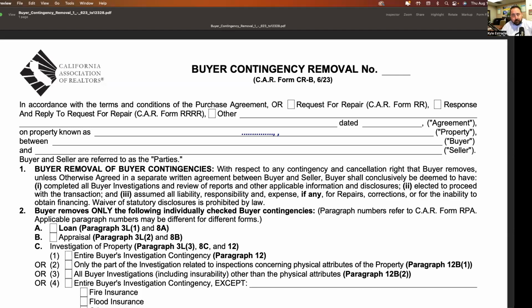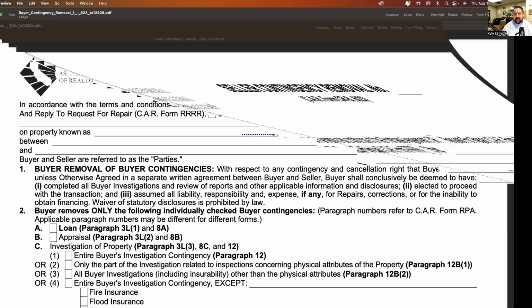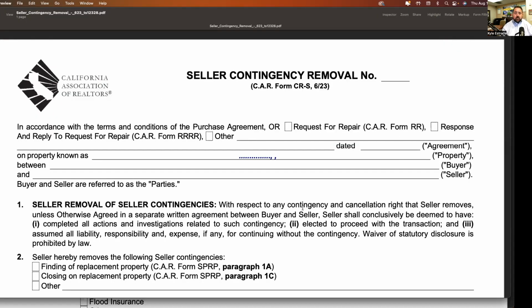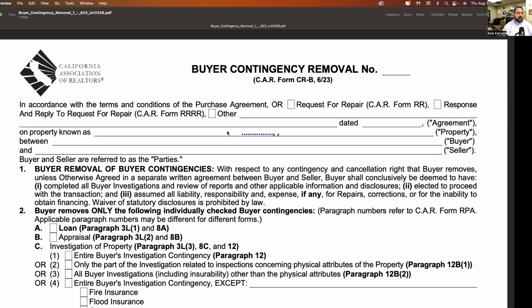So, buyer contingency removal now. They took the contingency removal and switched it from one form to a buyer contingency removal and a seller's contingency removal. So there's two separate forms for that. This form is only for buyer contingency removal, and the new form is called the CRB. So instead of the CR contingency removal, there is the CRB. And then for the seller, there is the CRS. So now you have two forms instead of the one. They separated everything. So this is only for buyer contingency removals or for seller contingency removals.